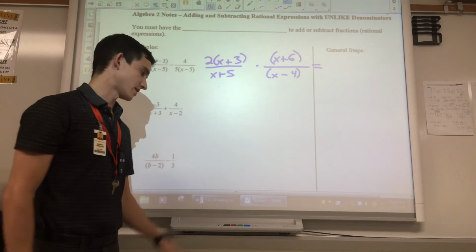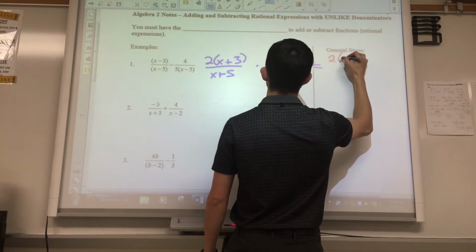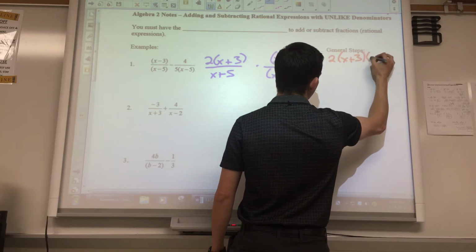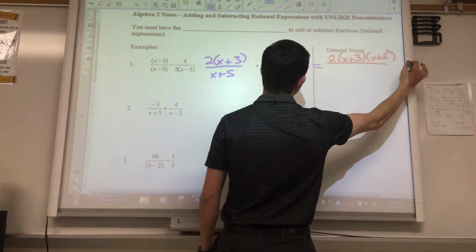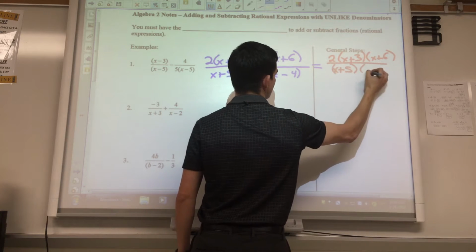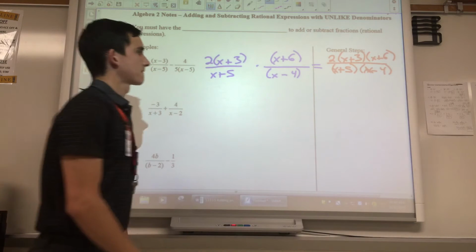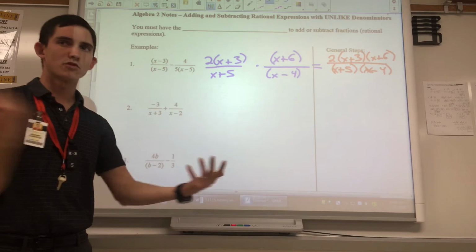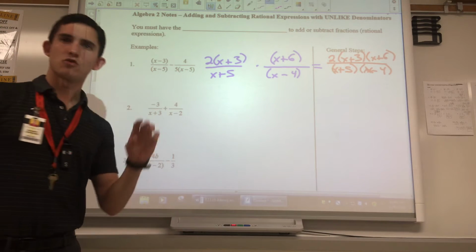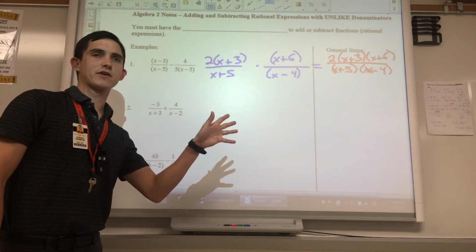Straight across. Okay, so it really isn't any more complicated than just saying, okay, that's 2 times (x plus 3) times (x plus 6) divided by (x plus 5) times (x minus 4). Does that make sense? It's just all multiplied together. So multiplying fractions, really easy. Any questions on multiplying fractions?